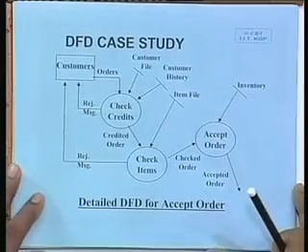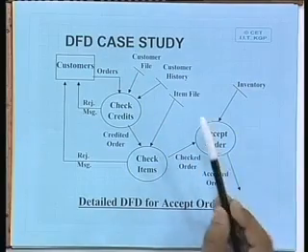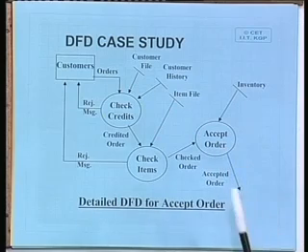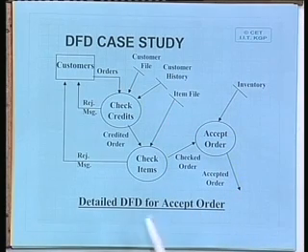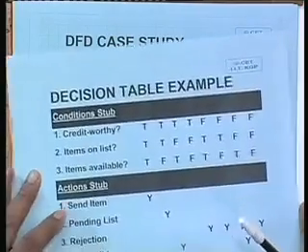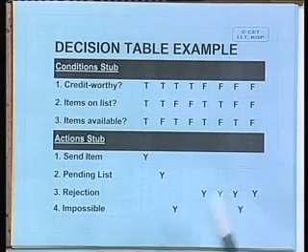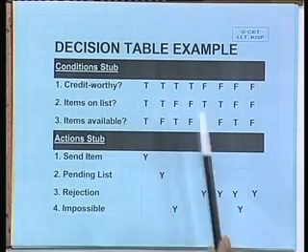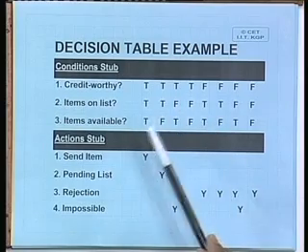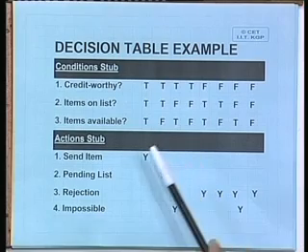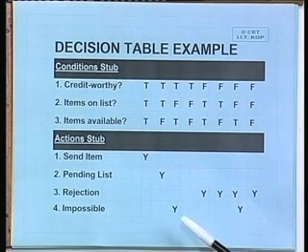This is the detailed data flow diagram which we have already developed, that is customer to check credit, to check item and to accept order. And let us see the logic which is put forward in these three particular DFD processes, how it is put forward in a decision table example. You can see here that credit worthy true, items on list true, items available true. So when all are true, we send item, right.